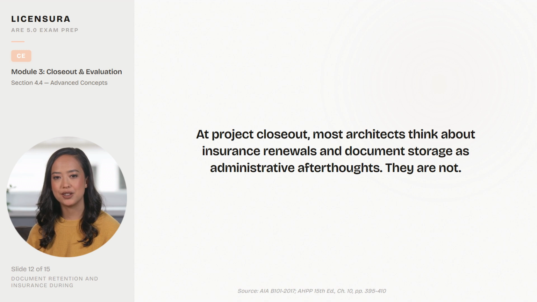At Project Closeout, most architects think about insurance renewals and document storage as administrative afterthoughts. They are not. These decisions determine whether the firm can defend itself when a claim arrives 5, 8, or 12 years later. The firms that survive post-completion claims are the firms that kept the records and maintained the insurance. The firms that do not settle because they cannot prove what they did and they cannot find coverage to defend it. The two disciplines are linked.